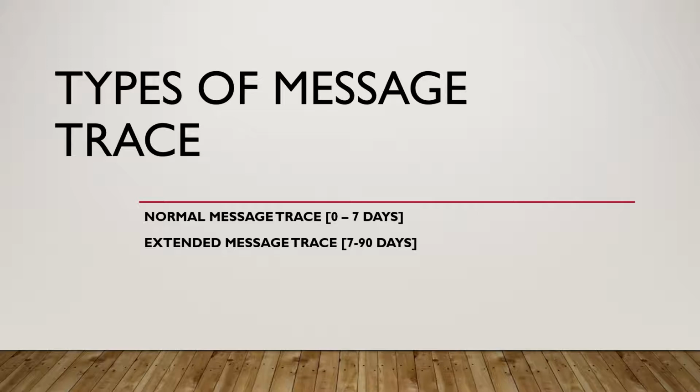In order to perform a detailed message trace, which is called an extended message trace, that could be performed from the 7th day to the 90th day. So you'd be able to perform a message trace on an email that is less than 90 days old. Anything beyond 90 days, Office 365 would not be able to publish or secure those records in Office 365 data containers.